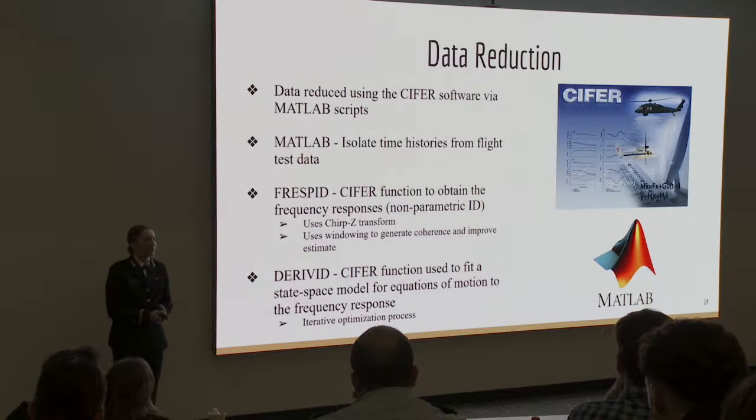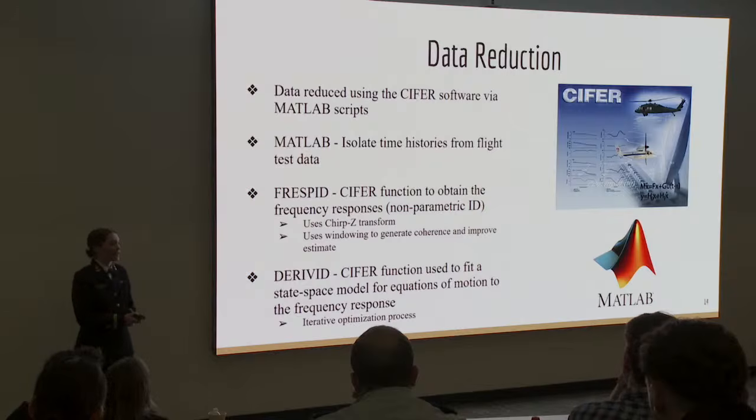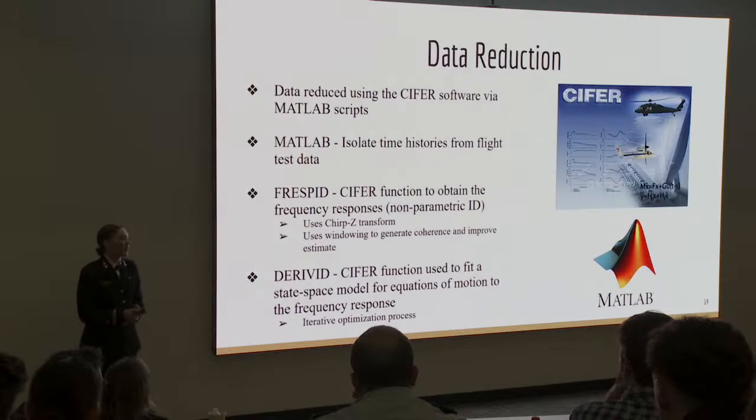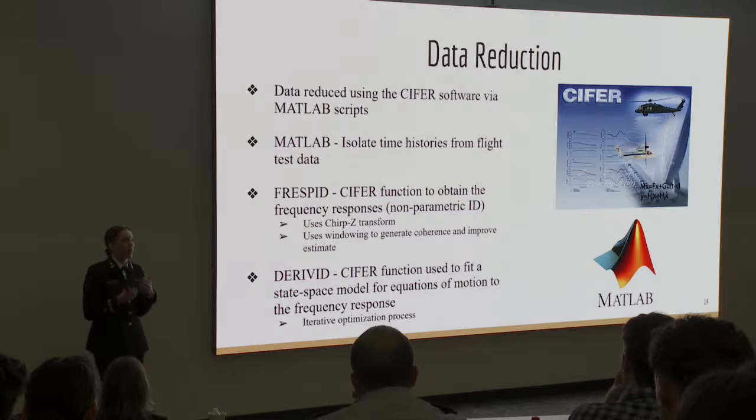Once we had our flight test data, we had to reduce it. The main software we use for our data reduction is CIFER. CIFER is an aerospace software designed specifically for the purpose of system identification, and it has a multitude of built-in functions that carry out the different computations and parameters needed to complete system identification.